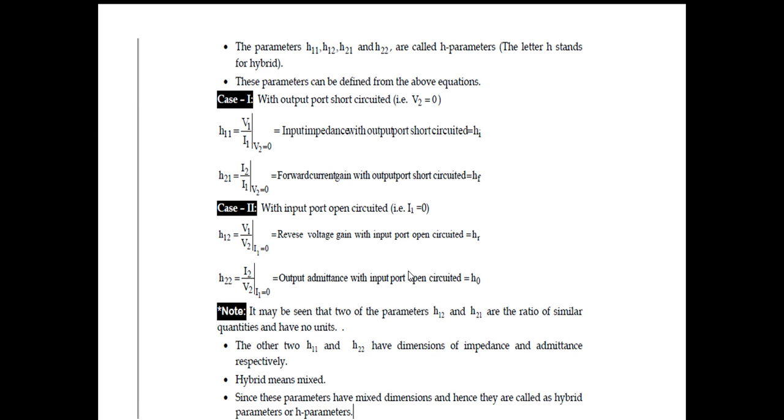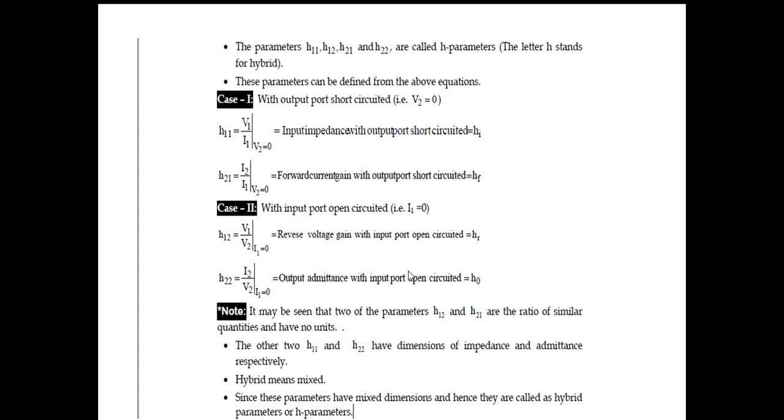Next, from the second equation, H22 can be defined as I2 by V2. Generally, current by voltage becomes admittance, or 1 by R, the reciprocal of resistance, or simply it can be called admittance. I2 and V2 are both output parameters. Therefore, output admittance with the input port open circuit. Now H22 can be written as HO.